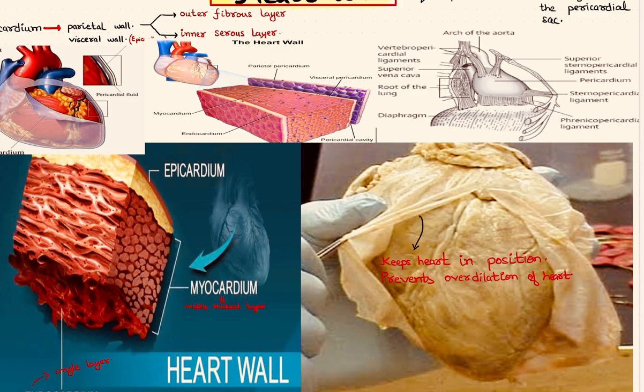Let me revise it again for you. The outermost pericardium is the outer fibrous layer, then we have the serous layer, then we have the visceral layer. The outer fibrous layer and serous layer comprise the parietal pericardium, and the visceral layer is the epicardium. One thing you have to remember here is that the visceral pericardium is also known as the epicardium. And what does this pericardium do? It maintains the position of the heart, and it also prevents the heart from overdilatation. The heart is attached to the sternum by the sternopericardial ligament.